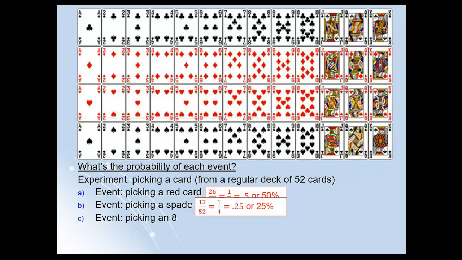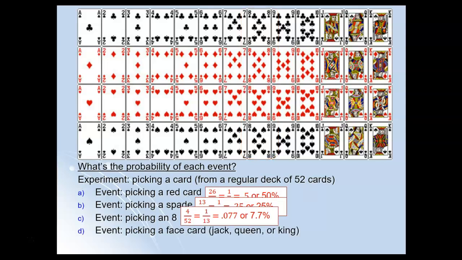What about picking an 8? How many ways could that happen? 4. You can get the 8 of clubs, the 8 of diamonds, the 8 of hearts, or the 8 of spades. So the probability of picking an 8 would be 4 over 52, which reduces to 1/13. As a decimal, that's 0.077. As a percent, that's 7.7%.